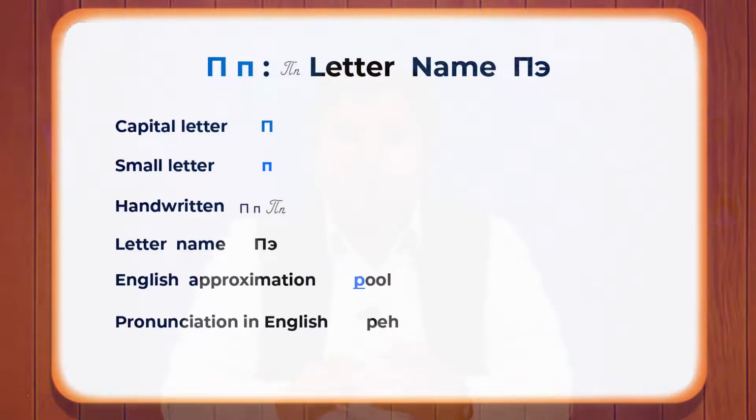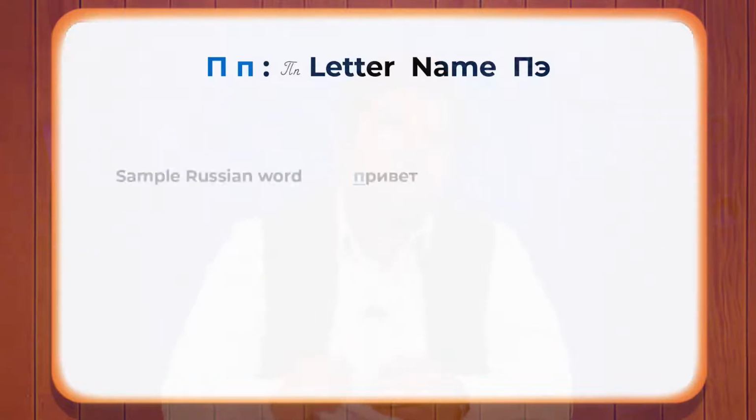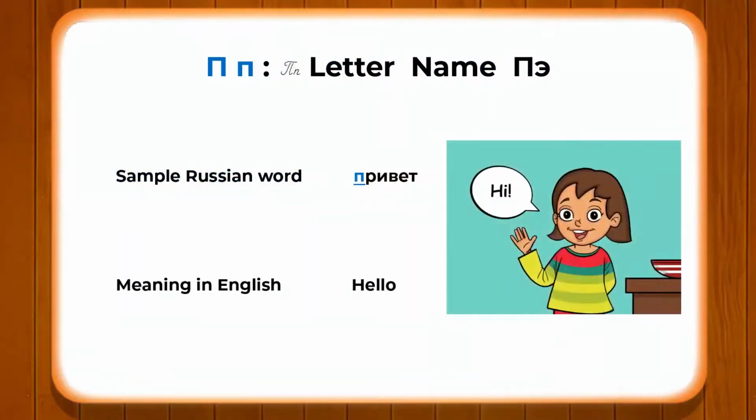The letter's name, as we have seen, is P. The English approximation which we have used here to understand it properly is pool, and the Russian sample word which we have used so that we understand it properly is Privyet, which means hello. So, in Russian, whenever you are communicating with friends, families or people from Russia, CIS or Central Asia, the first expression of greeting is Privyet, which means hello. Alright, now we will go to the next letter.